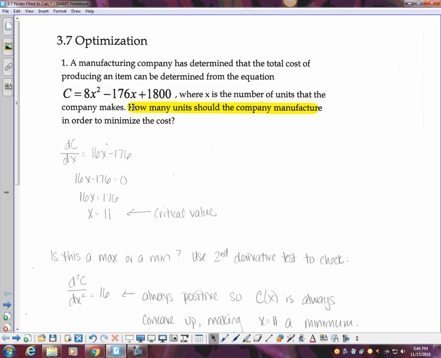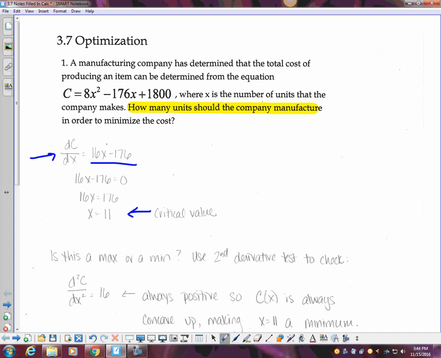Okay, so the first thing I did was I found the derivative, and I've gone back to dc over dx, instead of c prime. It is dx because my variable is an x. I have no idea why they have changed back to this, but I'm just sort of following their lead. So the derivative of c, the first derivative, super easy. Set it equal to 0, add your 176 over and divide by 16, so I get 11. 11 is my critical value.